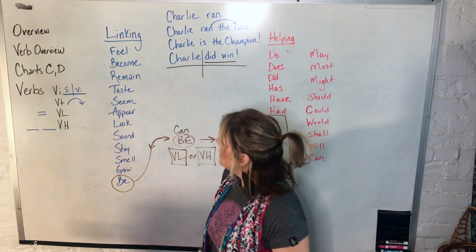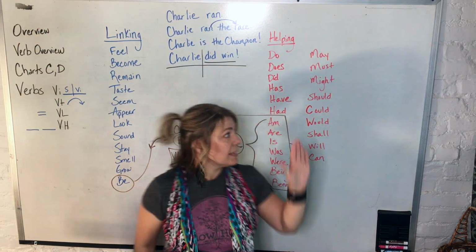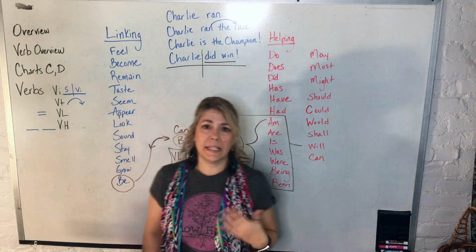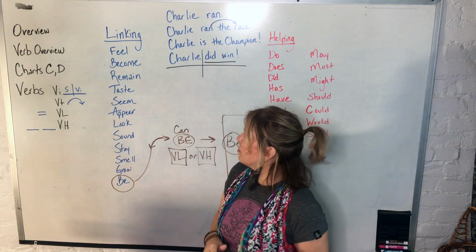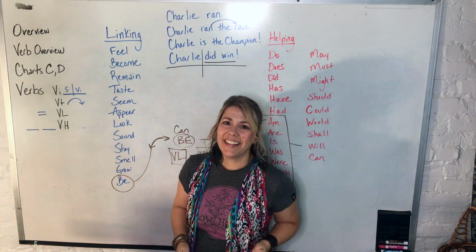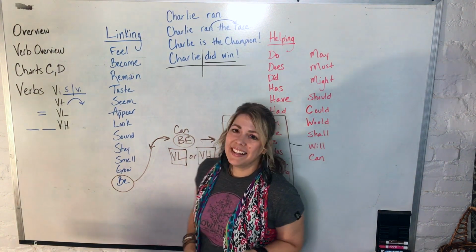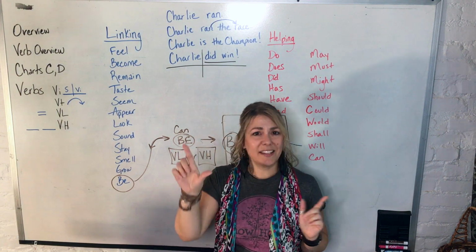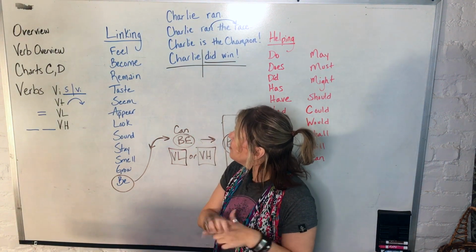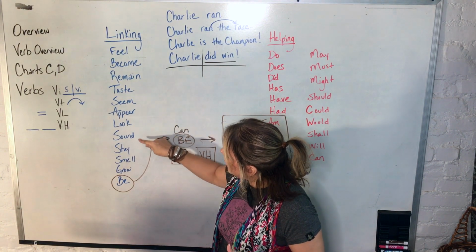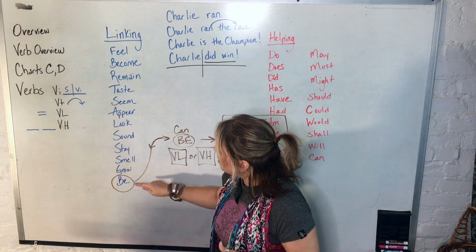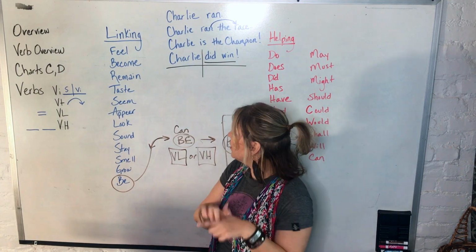All right, let's keep going. There's a way to memorize these lists through song, and it's very easy. We're going to dash through the snow a little bit with our linking verbs, okay? A linking verb makes an assertion by joining two words. Feel, become, remain, taste, seem, appear, look, sound, stay, smell, grow, be. These are our linking verbs.